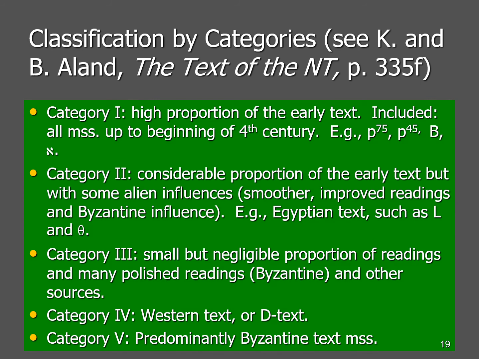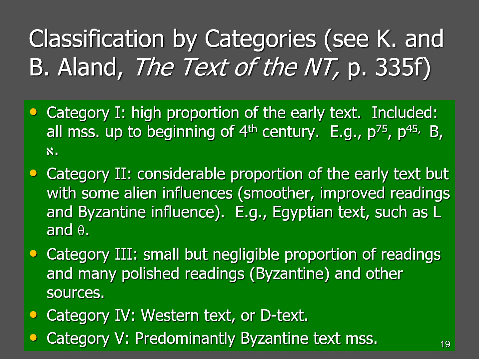And so the Egyptian text type in L and Theta fit into Category 2. Category 3 has a small but negligible proportion of early readings and many polished readings that are Byzantine and from other sources. Category 4 is the Western text type represented by manuscript D. And then Category 5 is predominantly the Byzantine text in the manuscripts that represent it.